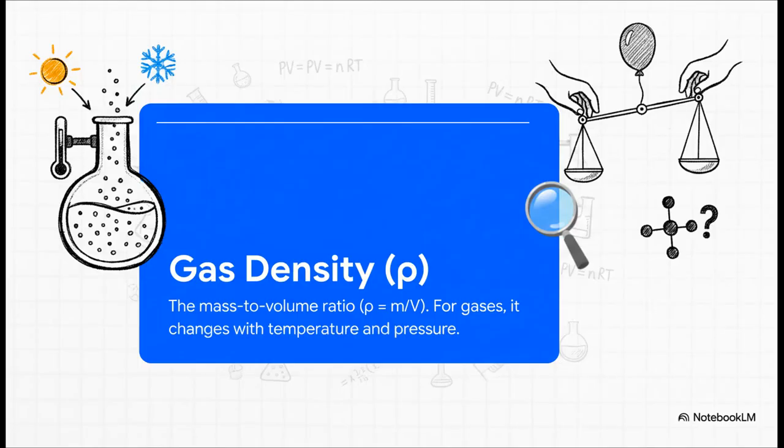Now, we all know density is just mass over volume, right? But for gases, it's kind of tricky. You crank up the pressure, the density changes. You heat it up, the density changes again. So the real question is, how can we use our master key, the ideal gas law, to connect this ever-changing density to something that is constant for a gas, its molar mass, because that's the key to its identity.